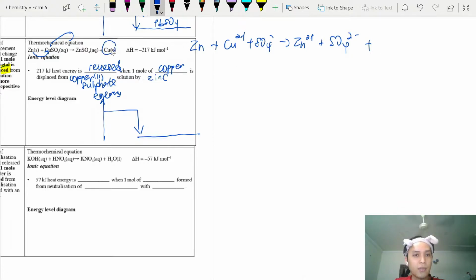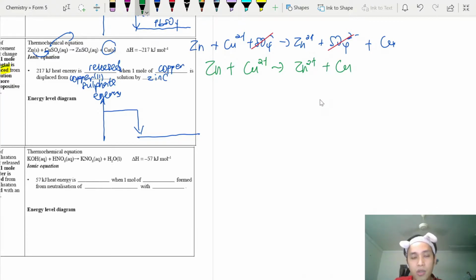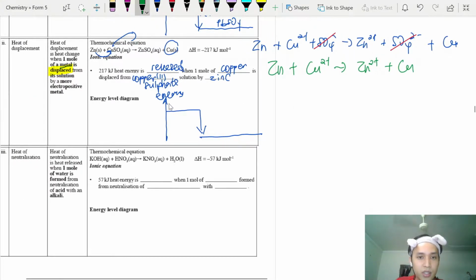This is solid, meaning metal. Metal will always remain as metal. And then the same ions on the left and right, we cut off this and this. So your ionic equation here is zinc plus copper ions gives zinc ions plus copper.